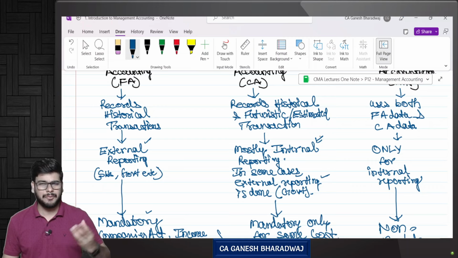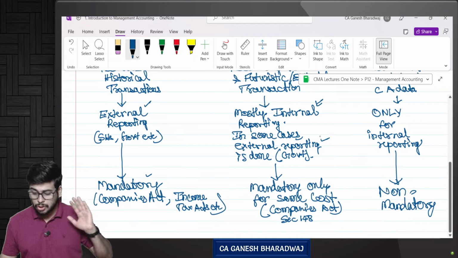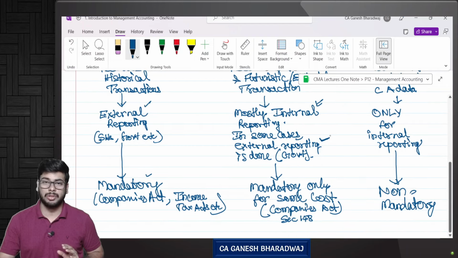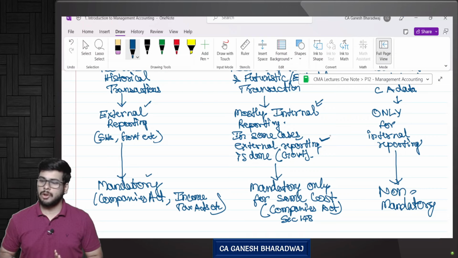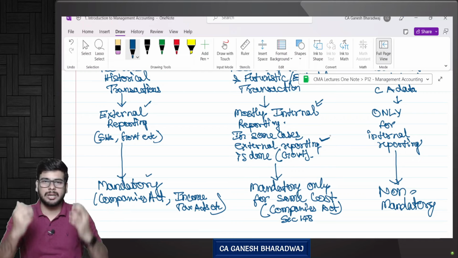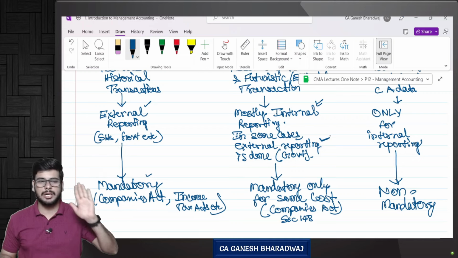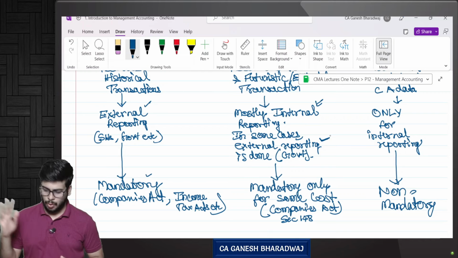And of course, in some cases where it is mandatorily required by the government, in those cases alone, apart from the internal team, the government will also be intimated. Whereas in case of management accounting, it is strictly internal, only for internal purpose. Top management alone, the reporting will be made. No reporting will be done to any outsider whatsoever.